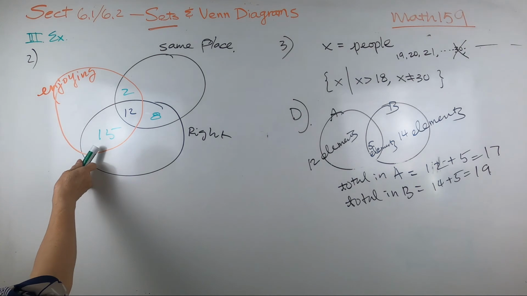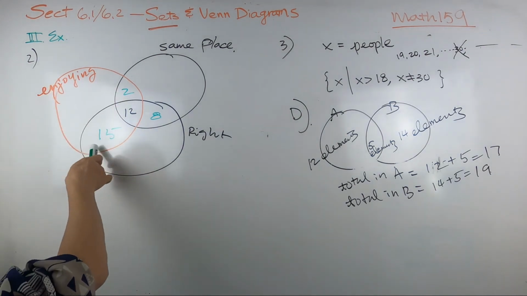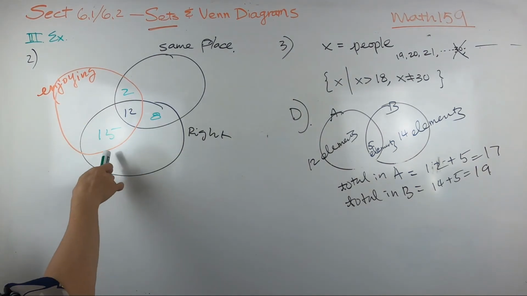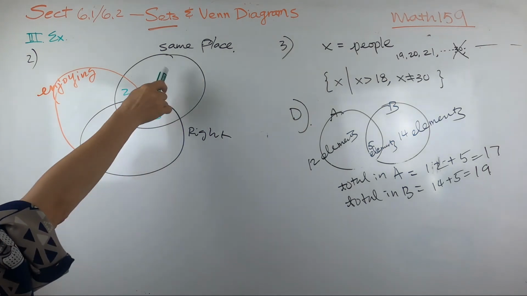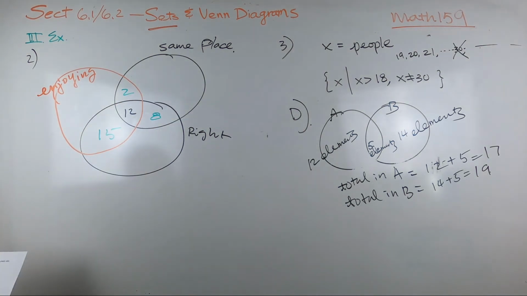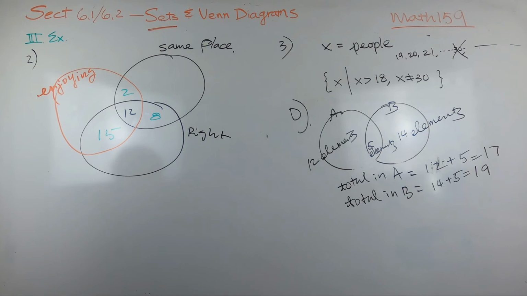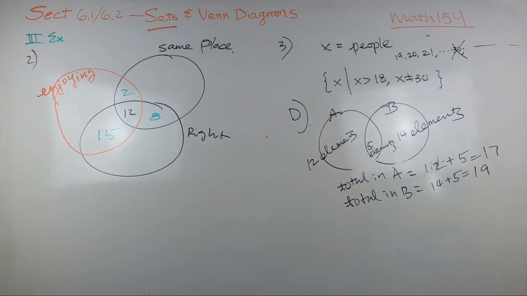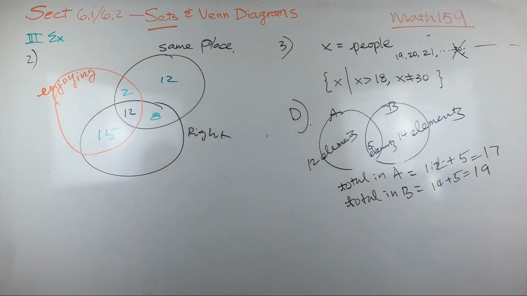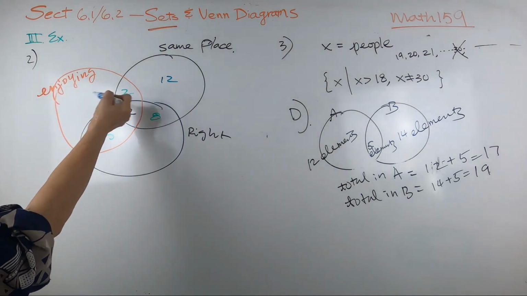Okay, 15 people are enjoying college. They are right-handed, but they're in first class, not in the same place. Okay, then what else do they have there? Let's see. They also have other numbers. 12 are in first class and in the same place, but they are not enjoying it because it doesn't belong here.